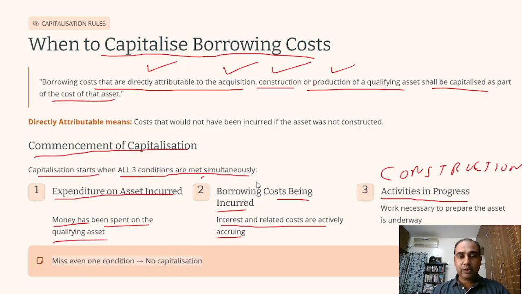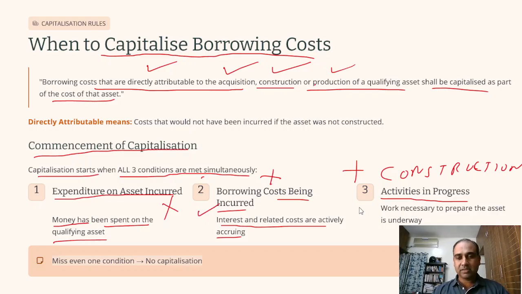This is a cumulative condition. This plus this plus this, all conditions have to be cumulatively satisfied. Then only the standard allows us to capitalize the borrowing cost. If one condition is not met, like for example, we are not incurring any expenditure to construct the asset, we cannot capitalize the interest. This interest cannot be capitalized.